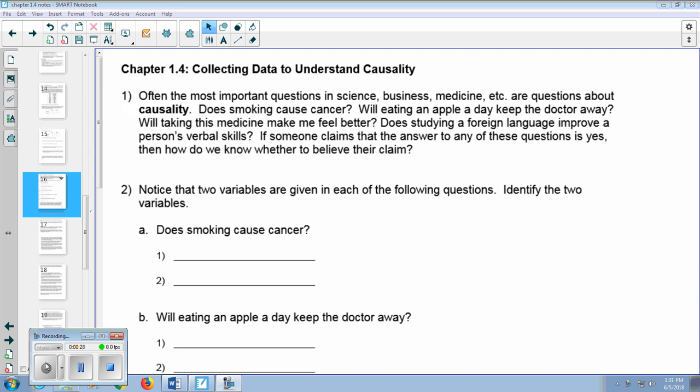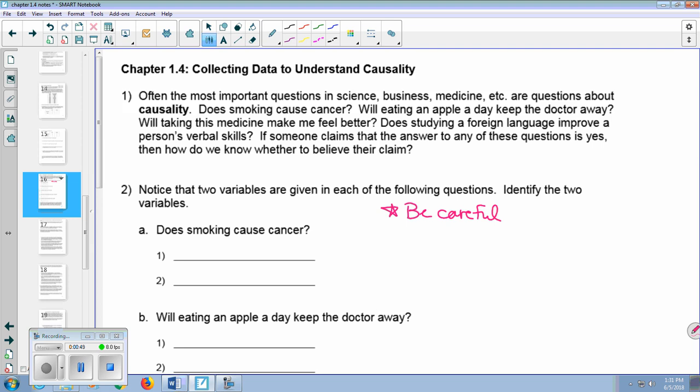believe their claim? All right, so number 2, we're going to look at a bunch of questions, the types of research questions. So notice that the 2 variables are given in each of the following questions, and we're going to identify the 2 variables. So just a reminder to be careful. We want to make sure that we phrase these variables. We're going to be careful with our phrasing.